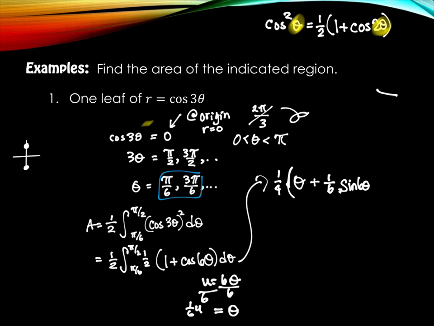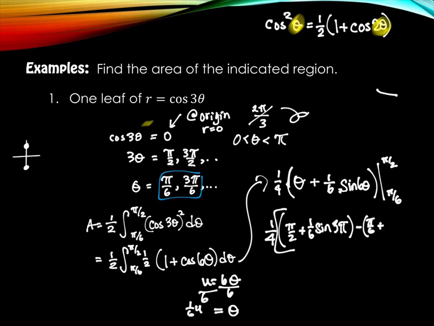All good with that? Okay, and we're evaluating this at pi over 2 and pi over 6. So we already have our 1/4. I have pi over 2 plus 1/6 sine. 6 times pi over 2 would actually be 3 pi. And then all of this is subtracting off, putting in pi over 6. So I have pi over 6 and then plus 1/6 sine of pi. Did I get all my pieces in there right? I think I did. Is that all right?